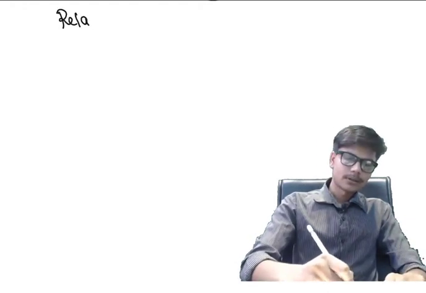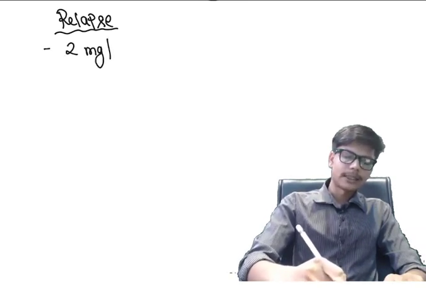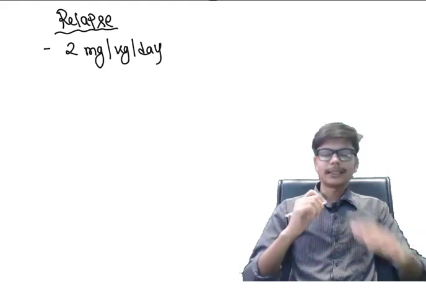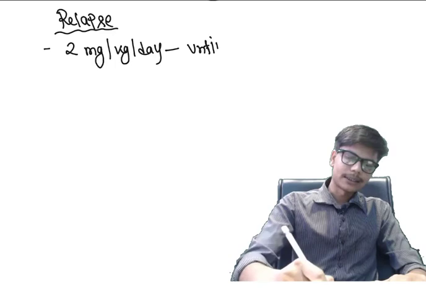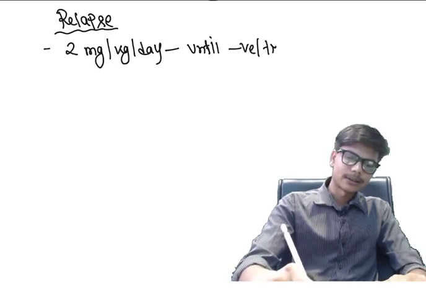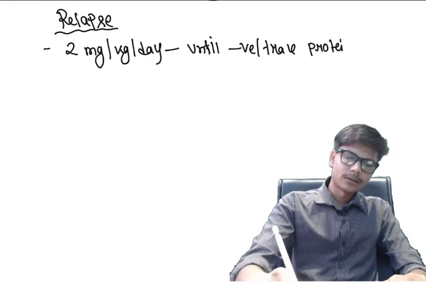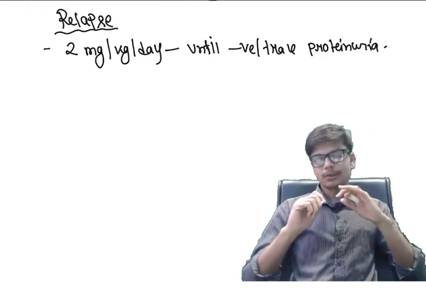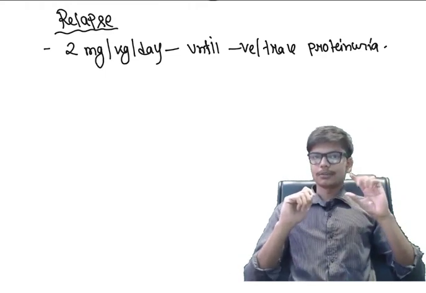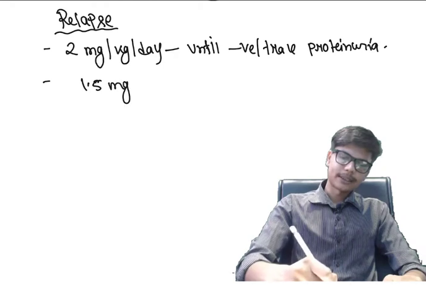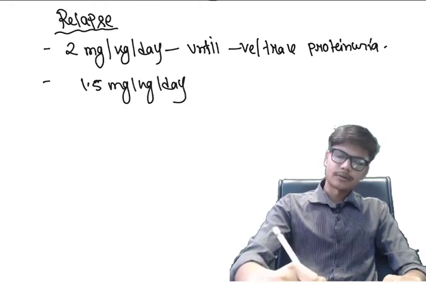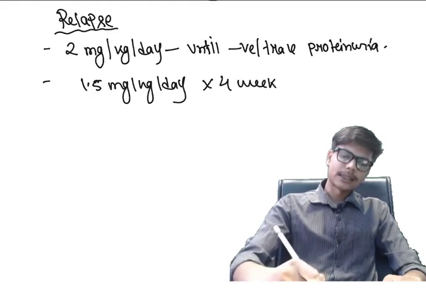So if there is a relapse of a patient with nephrotic syndrome, how are we going to treat this relapse? This relapse is treated with steroid at a dosage of 2 mg per kg per day, and this time it is not for 6 weeks, but until there is negative or trace proteinuria, which means we have to give this dosage of steroid until there is negative or a trace amount of protein in the urine, and after that we have to give a dosage of 1.5 mg per kg per day for 4 weeks, that is alternate day therapy.